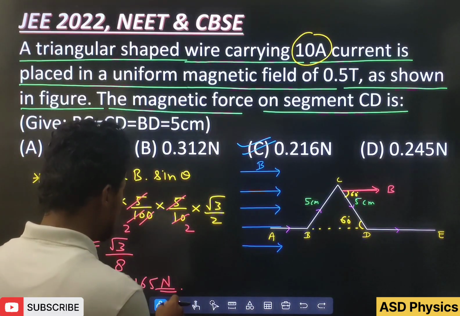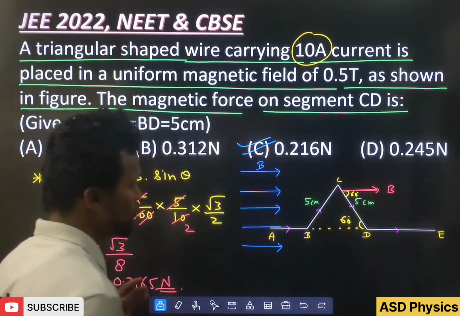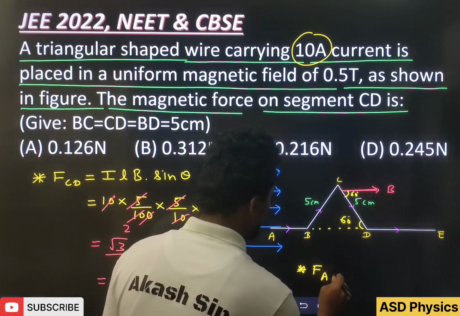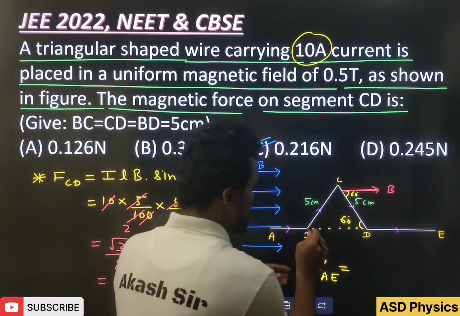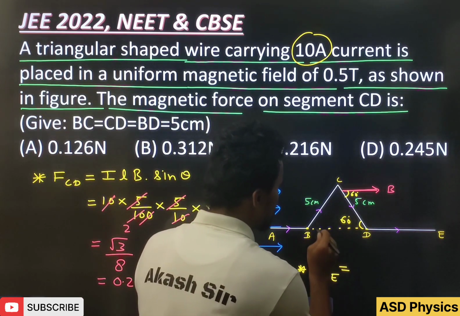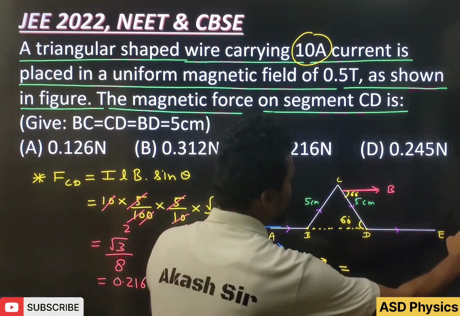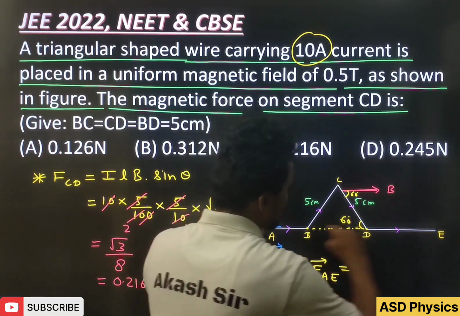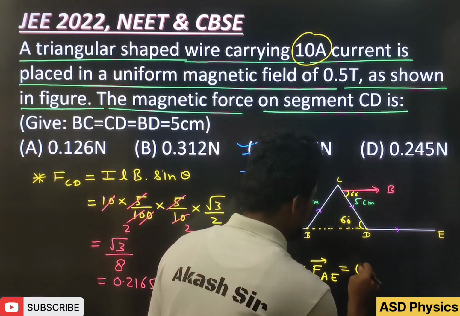Even in case, now see here, this one we have got 0.2165. But if they are asking what is the force on the complete AE wire, then what will happen? This is starting from here and ending here. This will be the displacement length. Now this complete wire will be replaced by one straight wire. Then all current elements this side, magnetic field this side. Then on the AE wire, how much force will be there?